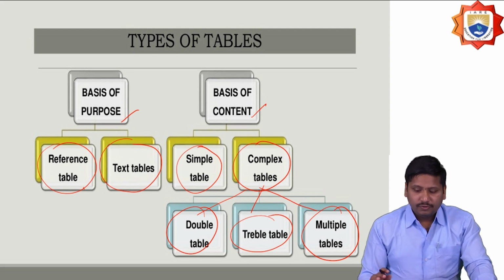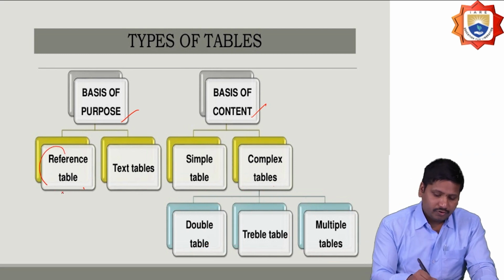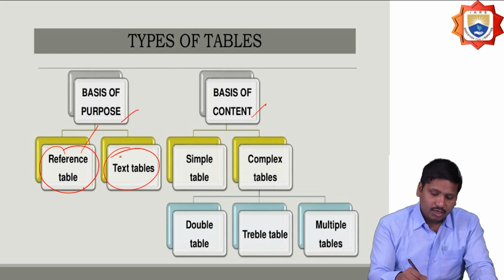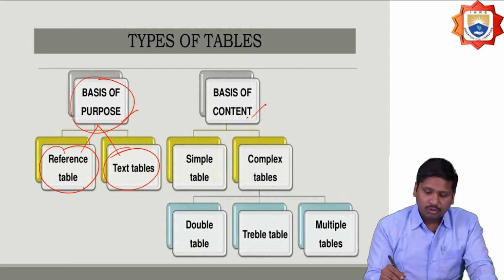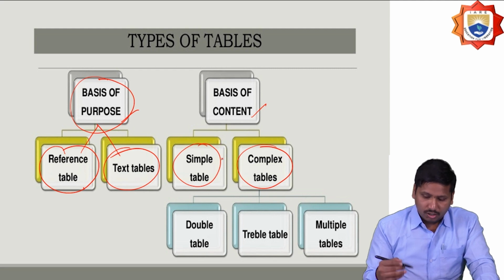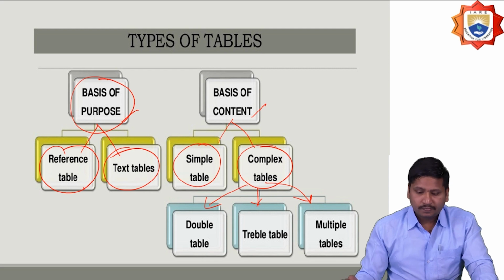So these are the various types of tables. Based on the purpose, we have the reference table and the text table. Similarly, based on the content, we have the simple table and the complex table. And the complex table is again further divided into double table, triple table, and multiple table. Like this, we can classify the data into different types.